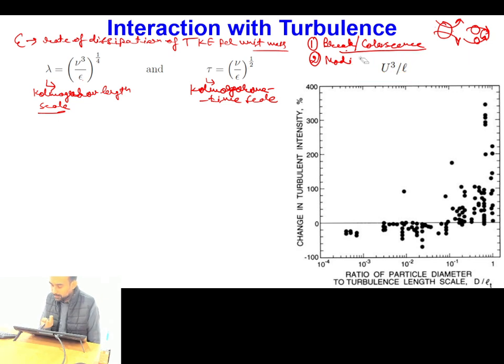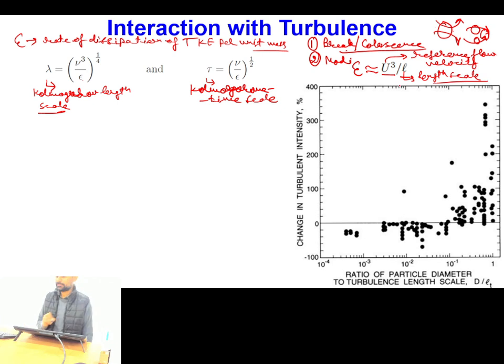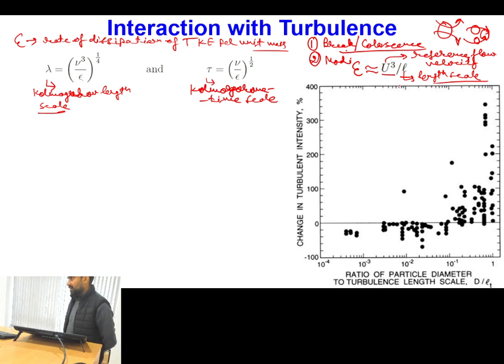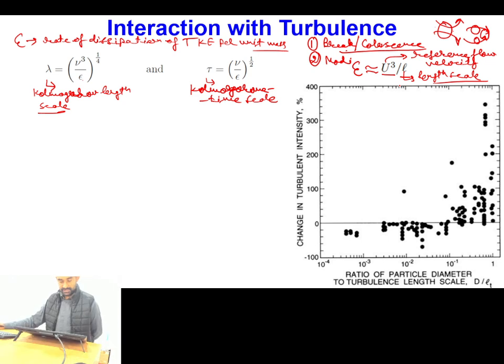Now, epsilon can be given as u cubed by L. What is u? The reference flow velocity, and L is the length scale of the flow. So if I take the reference flow velocity to the power 3 divided by the length scale of the flow, this ratio is nothing but my epsilon, the rate of dissipation of turbulent kinetic energy.